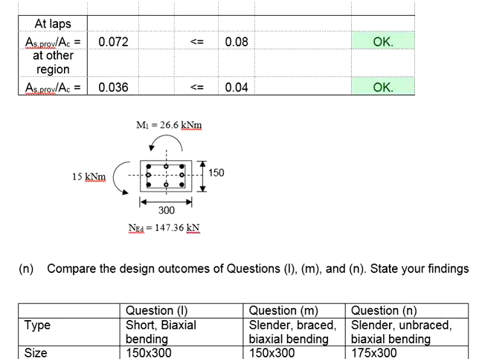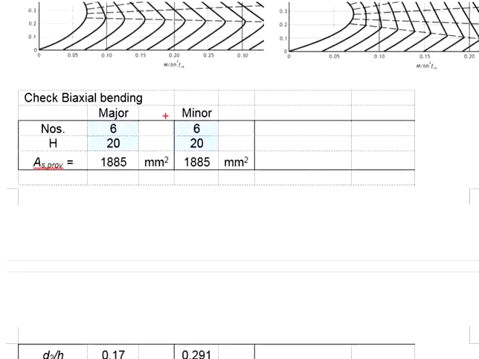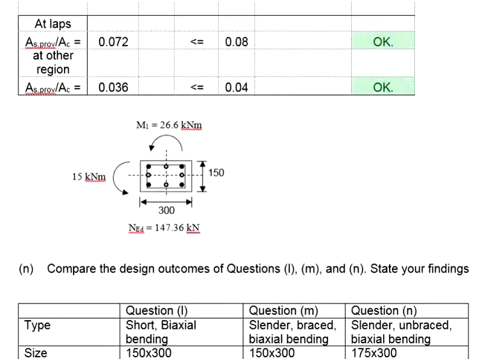Although it seems like you have a total of 8H20, when you consider the minor axis and the major axis, it will end up to be 6H20 for the minor and 6H20 for the major axis. Why is it so? Let's look at the minor axis first. Among the 8H20, 2 steel bars are located at the neutral axis of the minor axis. That gives you only 6 bars of reinforcement effective in the minor axis.